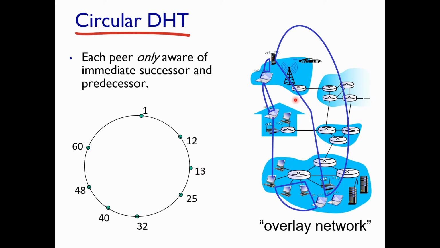What do you mean by circular DHT? Each peer will be aware of only its immediate successor and predecessor. Basically, it is going to be an overlay network, a network which is built on top of another network. So for example, if we consider the peer 1, it will know its successor as well as its predecessor. For 12, the successor is 13 and the predecessor is 1.